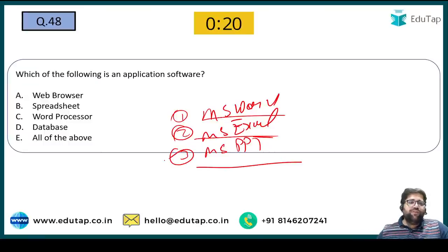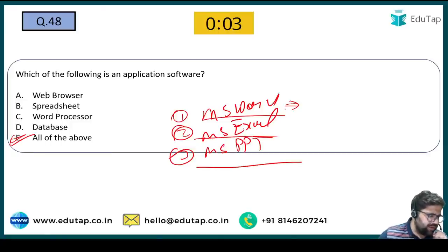48, my friend, which of the following is an application software? Yes, the correct answer here will be E. Now, can you let me know the extension of MS Word files? What is the file extension? If today I am saving a file on MS Word, then what will be the file extension? Come on, now move to the next question fast. Do not dwell on this easy question.